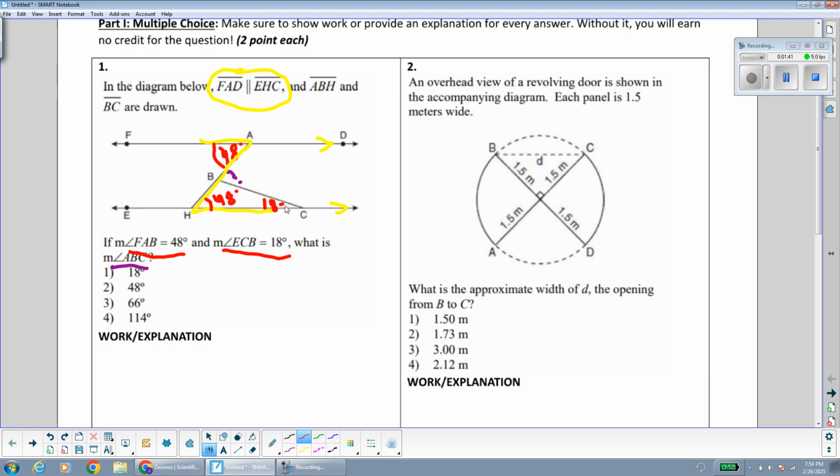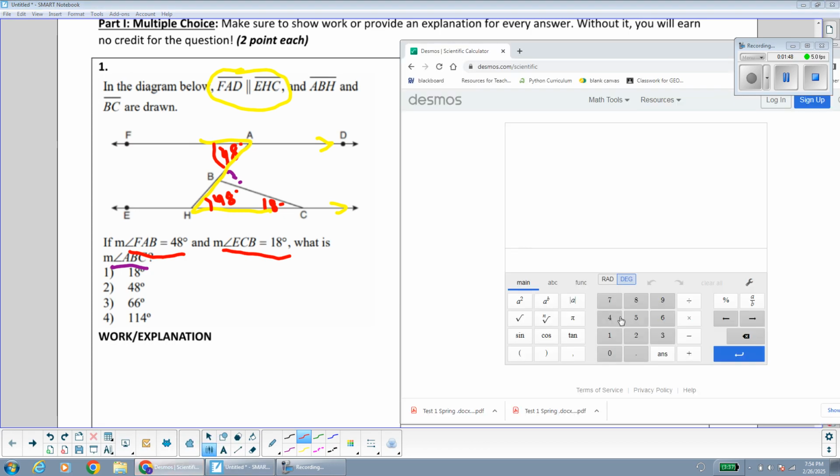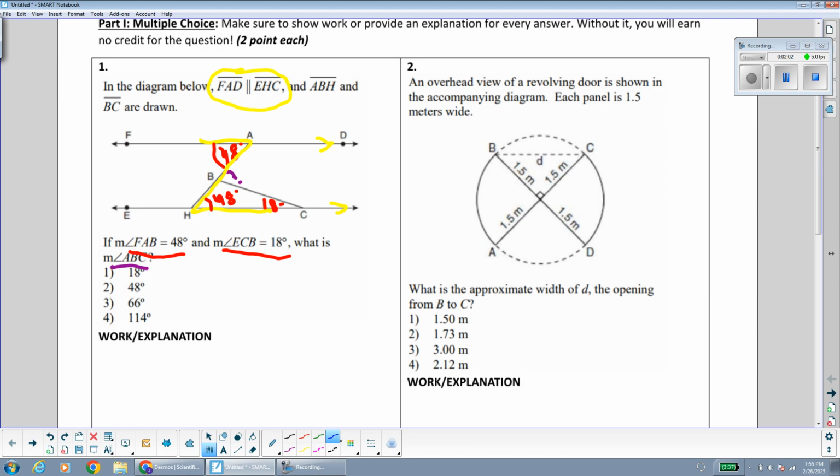Now we have two angles of this triangle, and all three angles of a triangle always make 180 degrees. So what I can do is I can do 48 plus 18, the two angles of the triangle, and that is 66. And then I can subtract 66 from 180 to get 114. So 114 is the last angle of the triangle. That looks really bad over here because I'm trying to write in a small space, so I'll just draw an arrow.